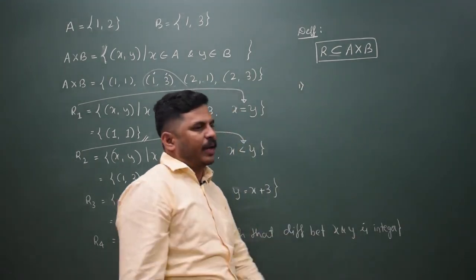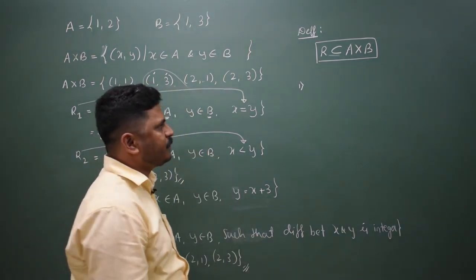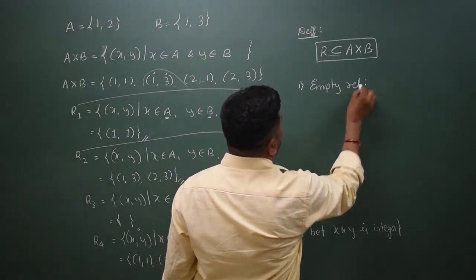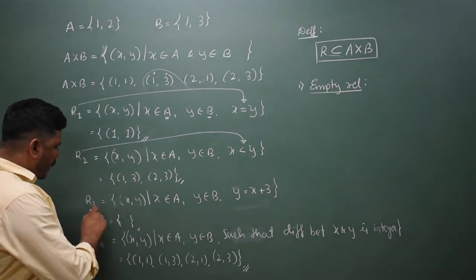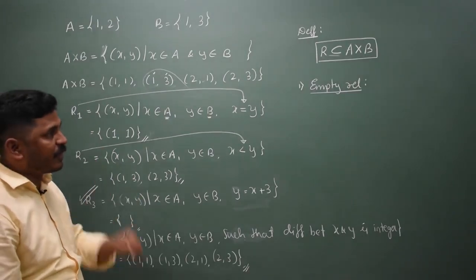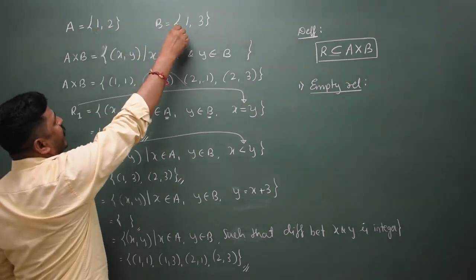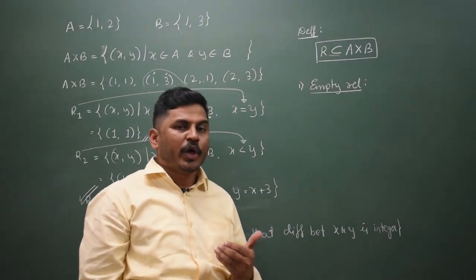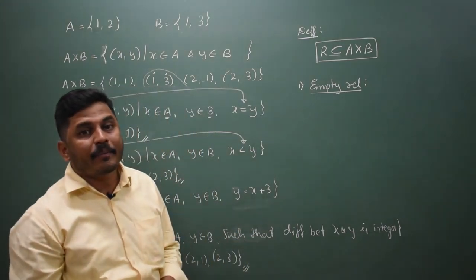Here, the remaining relations you already studied. Here, importantly, two relations we will study. One is empty relation. What do you mean by empty relation? Say, for example, R3 is an empty relation. Then what do you mean by empty relation? That is, no element of A is related to any element in B. That relation is called an empty relation.